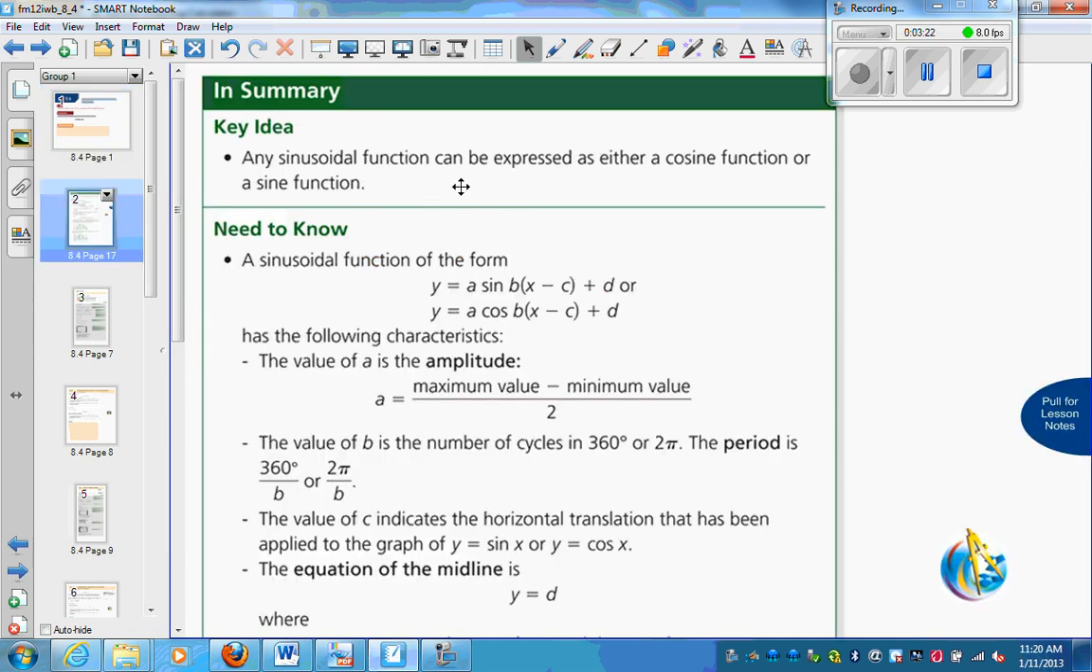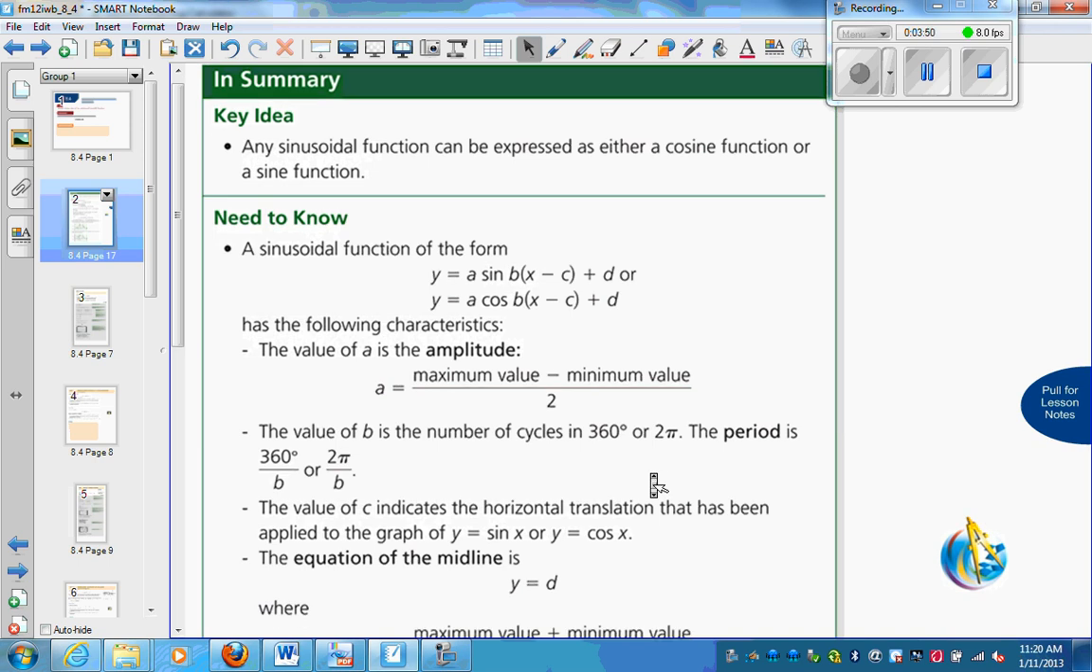Any sine function can be expressed as either a cosine or a sine. So this is our general form: y equals a sine b, x minus c, plus d, or we can also express it as cos, with the following characteristics. A is the amplitude. If we wanted to find the amplitude, we go max minus min divided by 2. So a determines amplitude. b is the number of cycles in 360 or 2 pi. The period is 360 divided by b, or 2 pi divided by b. That gives us our period.